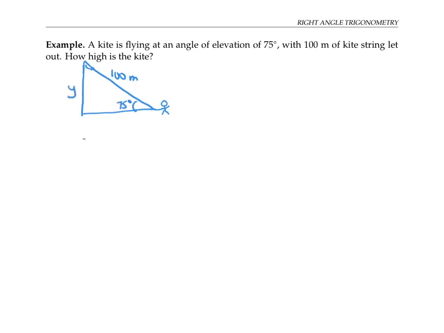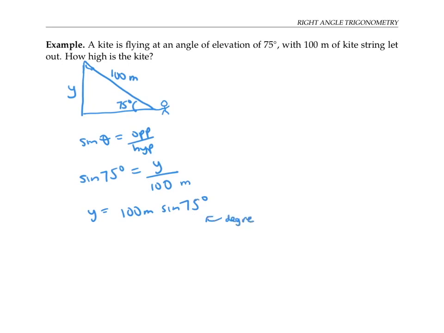So if we use sine of theta equals opposite over hypotenuse, then we can relate these known amounts, sine of 75 degrees, to our unknown amount, y, which is the opposite, and our known amount of 100 meters. Solving for y, this gives that y is 100 meters times sine of 75 degrees. We can use a calculator to compute sine of 75 degrees. Be sure you use degree mode and not radian mode when you type in the 75.